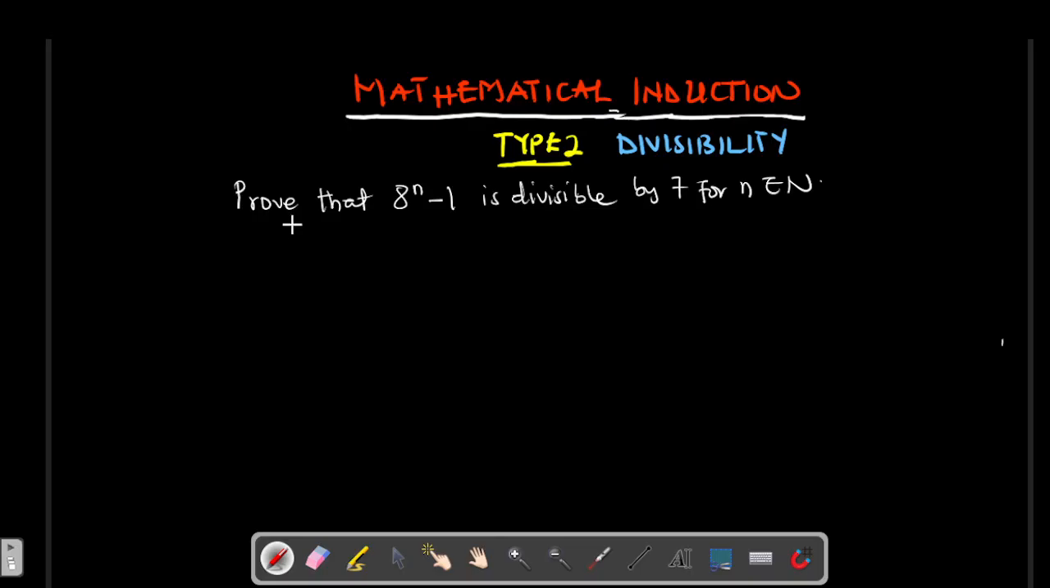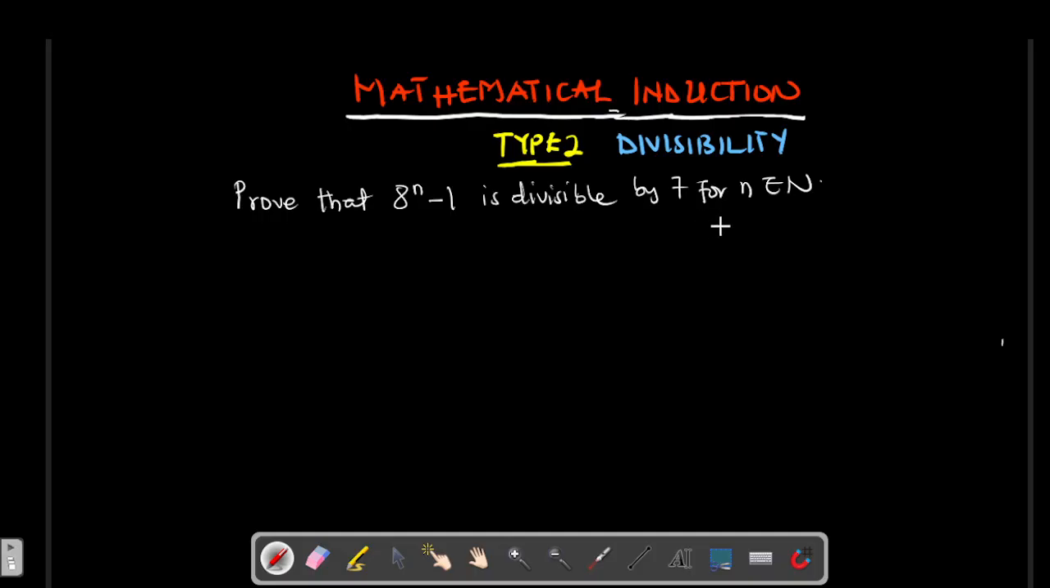In this lesson, I'll be taking you through the type 2 of mathematical induction, which is under divisibility. I have a problem here. It says, prove that 8 to the power n minus 1 is divisible by 7 for all n which are a member of natural numbers. Let's get straight to this problem.